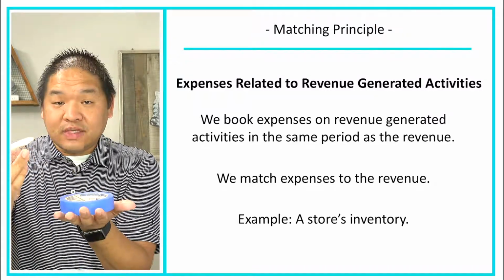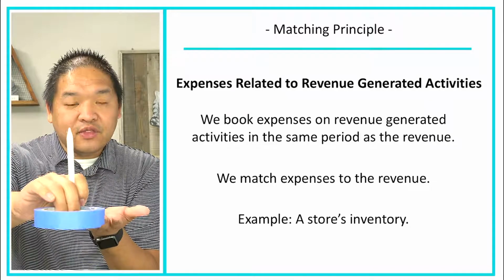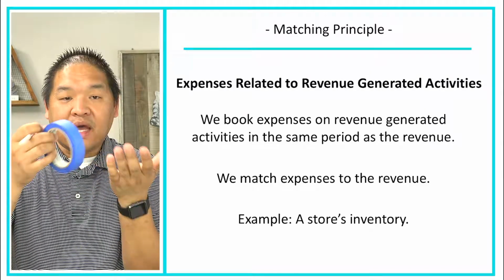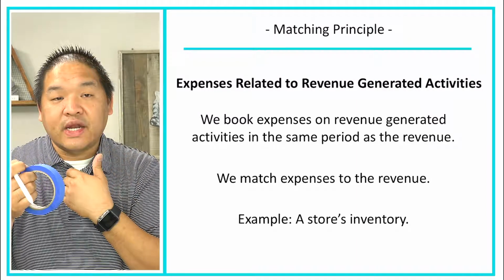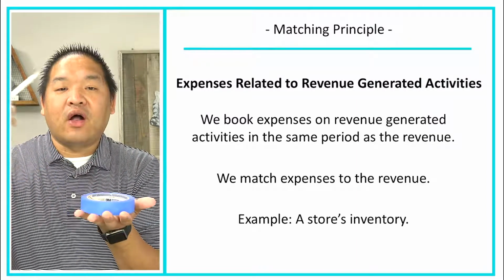Then when a customer comes in, so you come in, you buy this for $2. When I sell this to you for $2 and you give me the $2, we're going to book the revenue, the $2: debit cash for $2, credit sales revenues for $2.